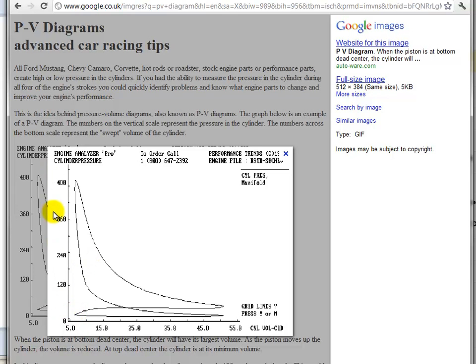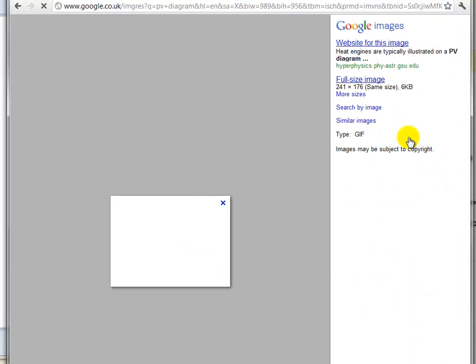We've got pressure up this left-hand side, volume on the bottom. This is in cubic inches by the look of it, cubic inches displacement, American. So we have the intake stroke here, the compression stroke there, expansion stroke there, and this is the exhaust stroke there, four strokes.